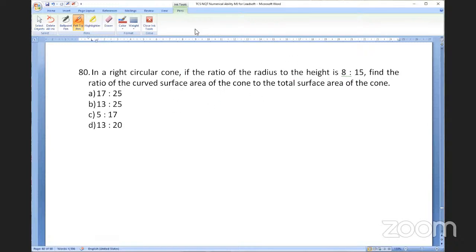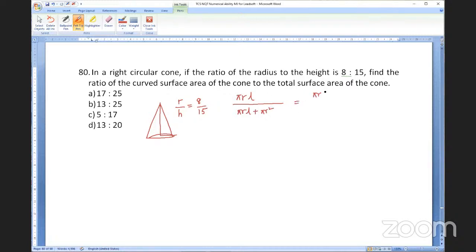Let's see what we have here. In a right circular cone, ratio of radius to the height, r by h equals 8 by 15. Find the ratio of curved surface area of the cone. Curved surface area of the cone is pi rl to the total surface area of the cone. Total surface area is pi rl plus pi r square. This is the ratio they are looking out for.